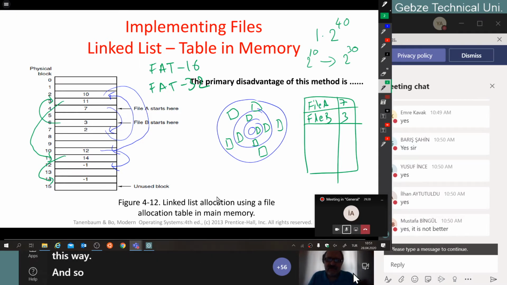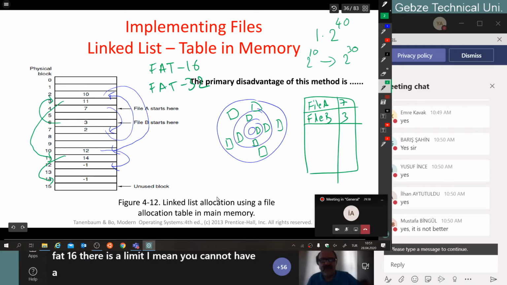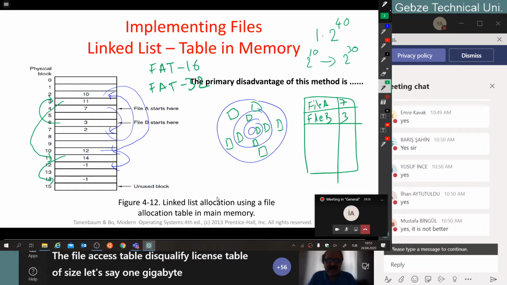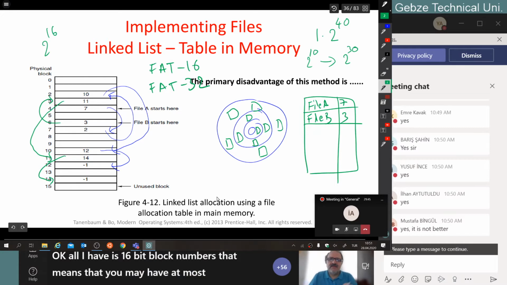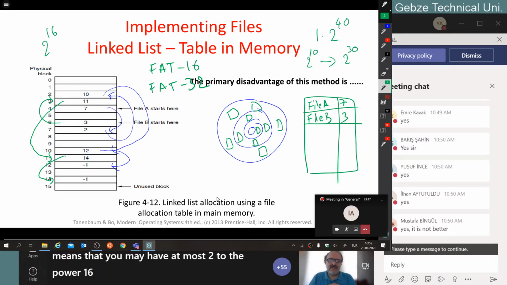FAT16 and FAT32 are like this. But with FAT16, there is a limit. You cannot have a file allocation table of, let's say, 1 gigabyte, because it says that all I can access is 16-bit block numbers. That means that you may have at most 2 to the power 16 blocks.